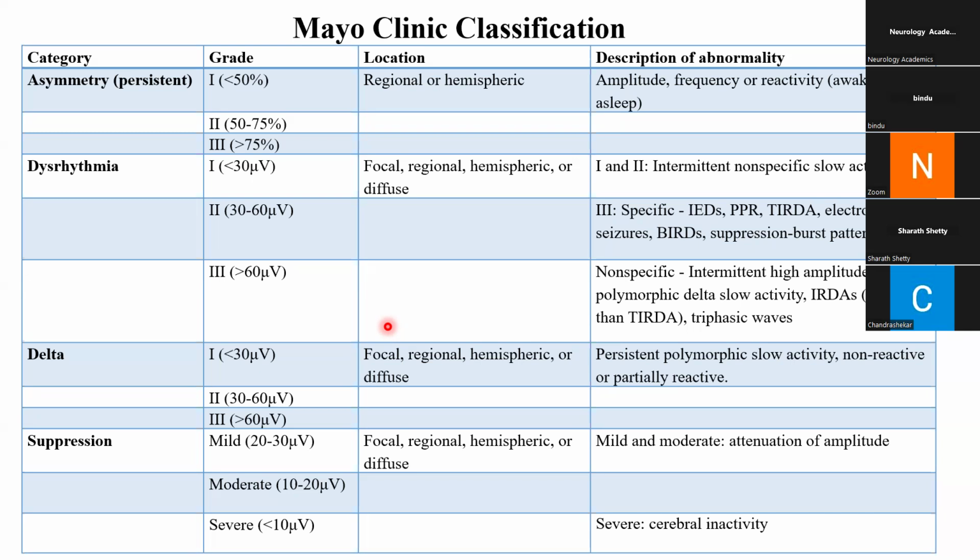Another one can be delta grade 2 generalized maximum right temporal. It only means there is a generalized slowing happening throughout the record in the awake state, and it is maximally expressed over the right temporal region, because as compared to the other regions, this area will show a more pronounced slowing. I hope it is clear. Any doubts from any of you?